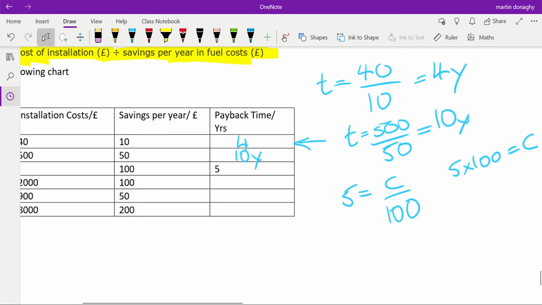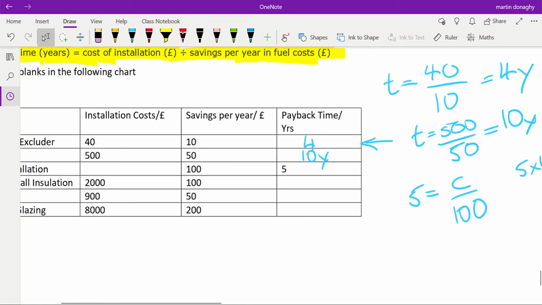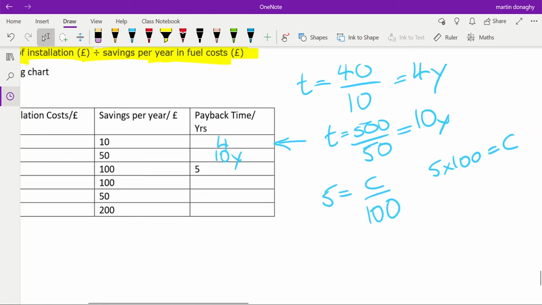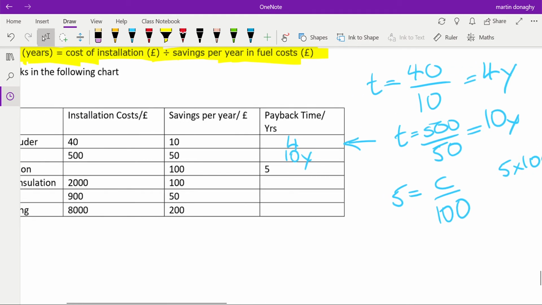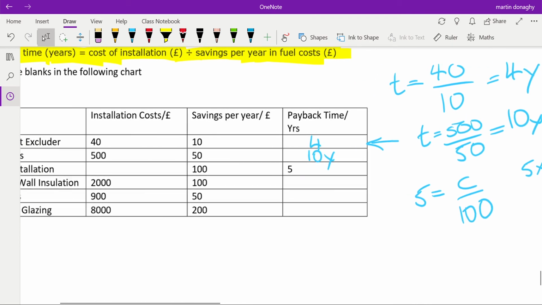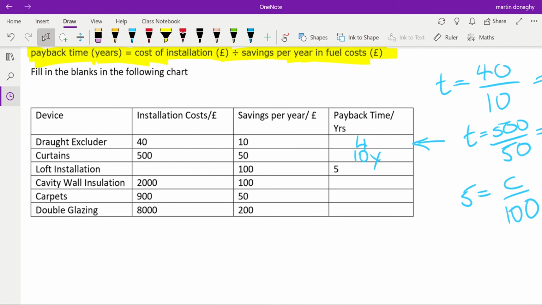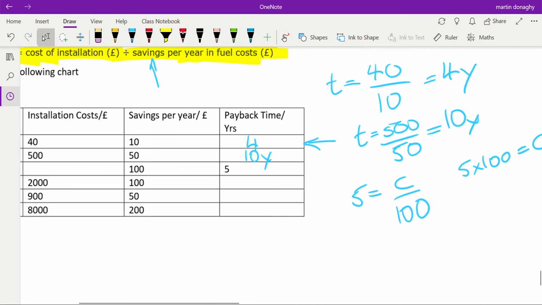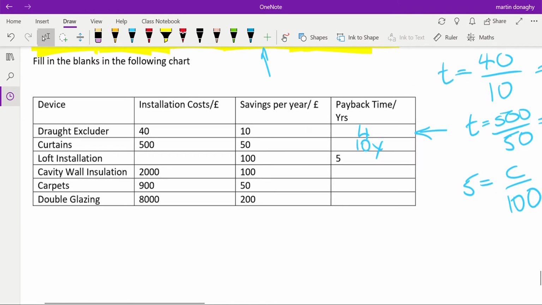And by the way, there's no real standard letters to use here to represent this. So the very first line I would do if I was asked a question like this is actually write out that equation in full words before I do anything, but we'll just use C for cost here. So that gives us that the cost of loft insulation is £500. Save £100 each year. It'll take us 5 years to pay that back.